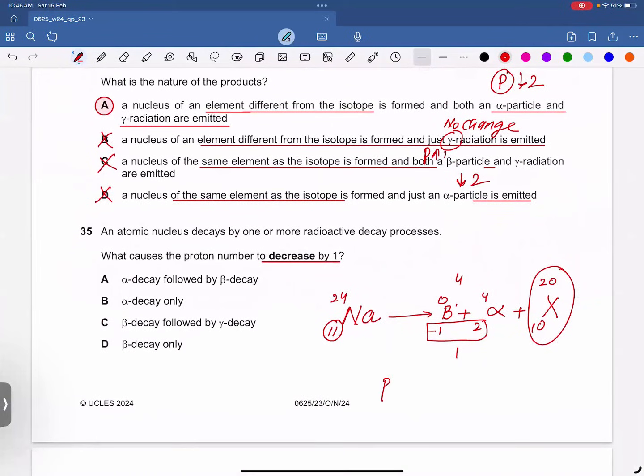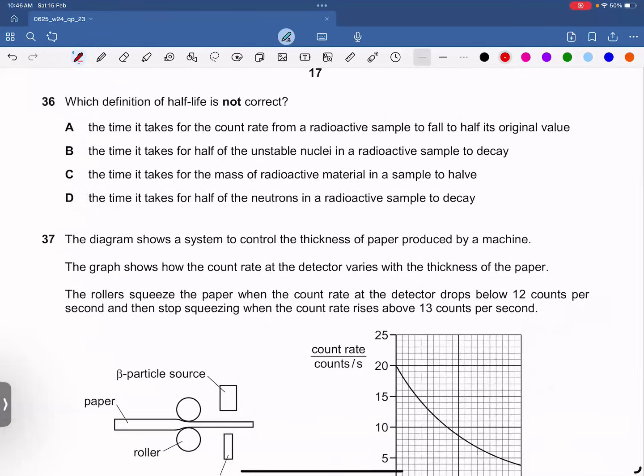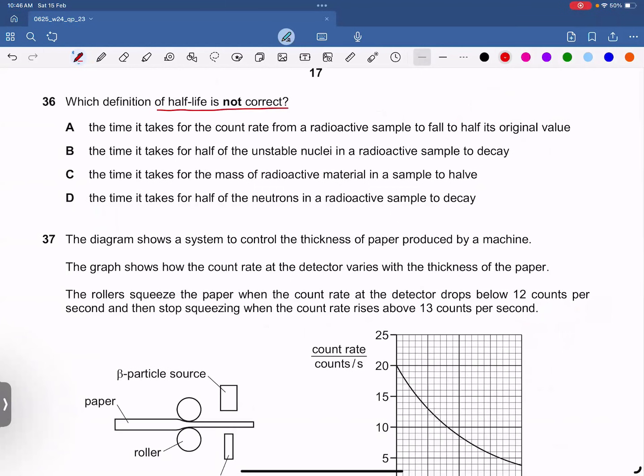Why? Because beta alone causes proton to increase by 1. Alpha alone causes the proton to decrease by 2. So 1 increase, 2 decrease cause 1 decrease. So alpha with beta. So option A. Proceed to question number 36. What is the definition of, which definition of half-life is not correct?